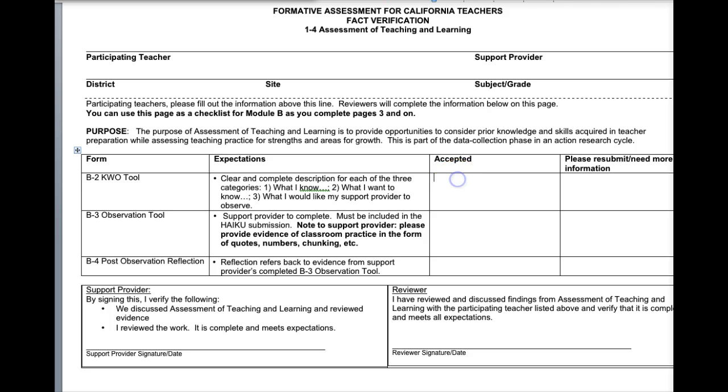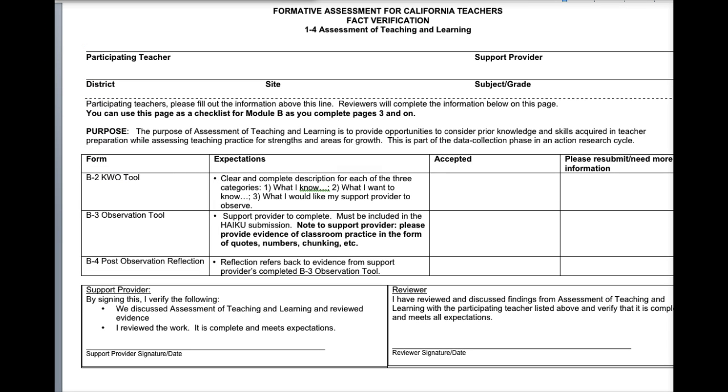Looks very similar. We either type our initials for accepted, or we type comments for please resubmit, we need more information. Our first piece of evidence or documentation is the KWO tool. This is where we ask the participating teachers to state very clearly and completely what they know about their teaching practice, what they want to know about their teaching practice, and what they want their support provider to observe.